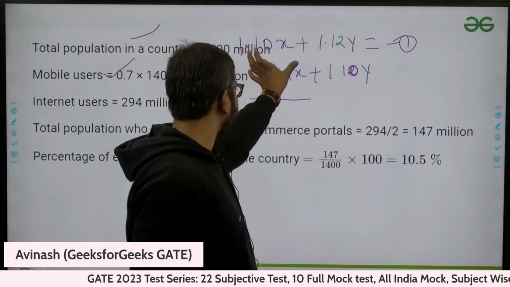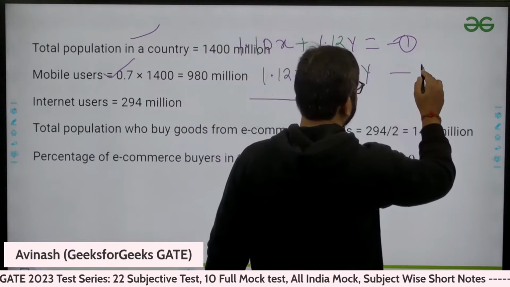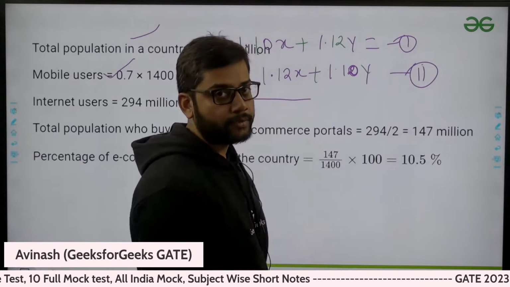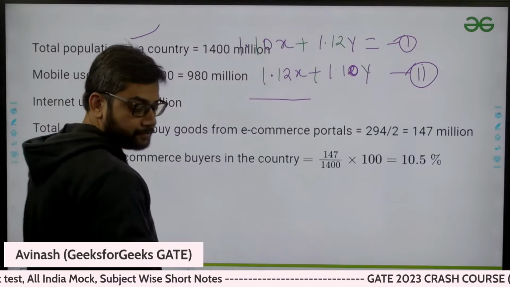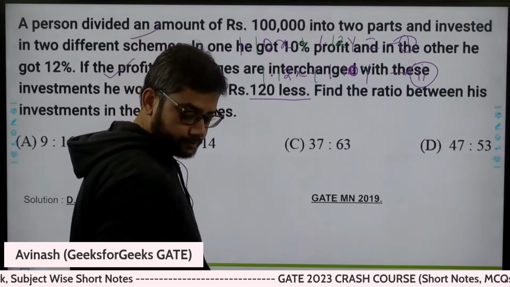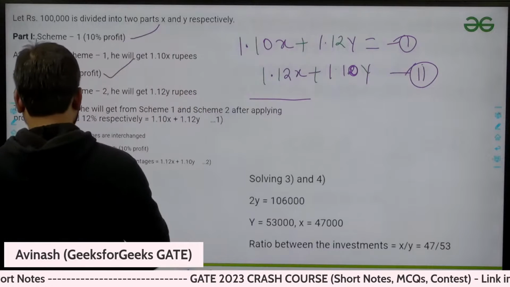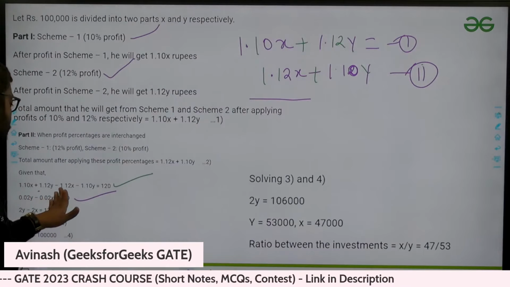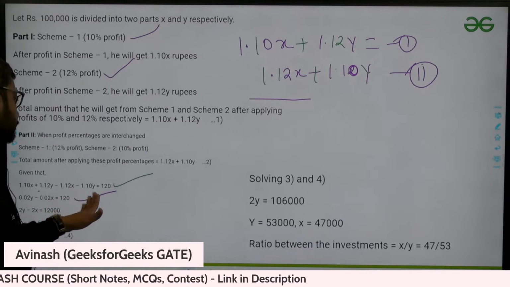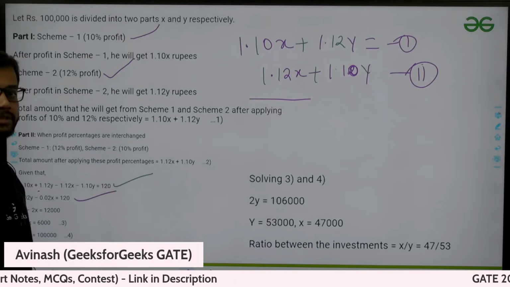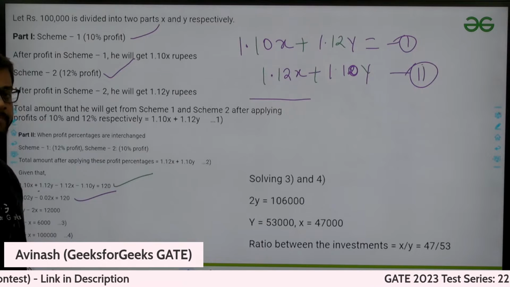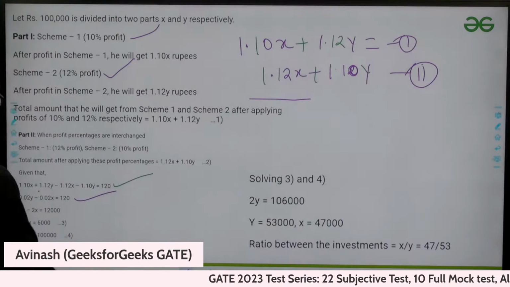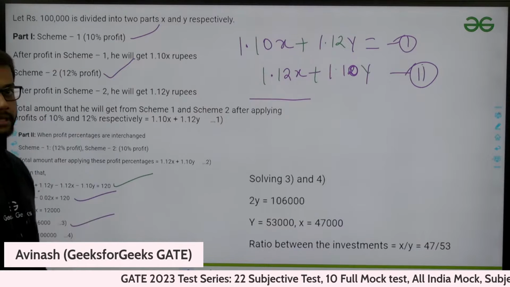It means if I subtract equation 2 from 1, we get a difference of 120. Simply I am just taking the difference: 1.10x plus 1.12y minus 1.12x minus 1.10y, and the difference comes as 120. If you solve this, you will definitely get an equation regarding x and y.